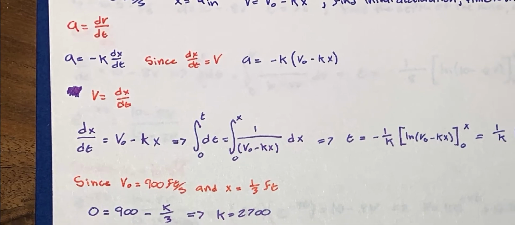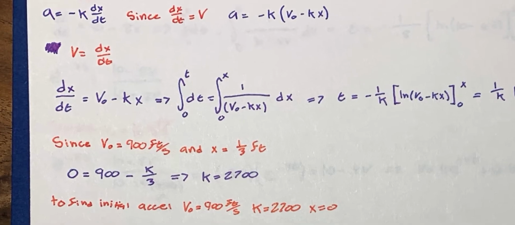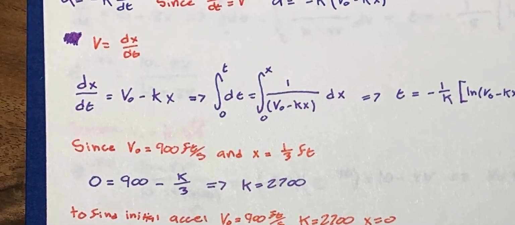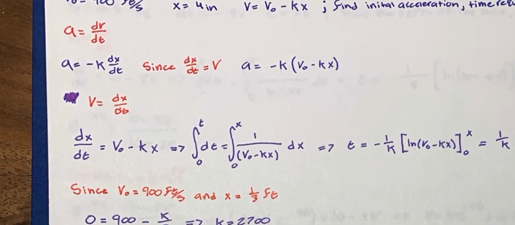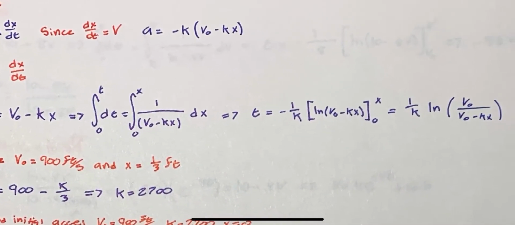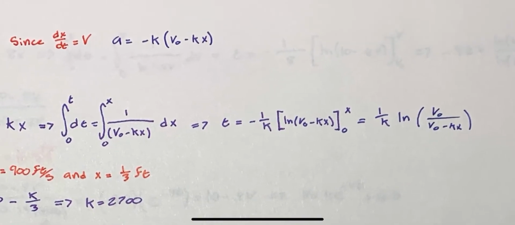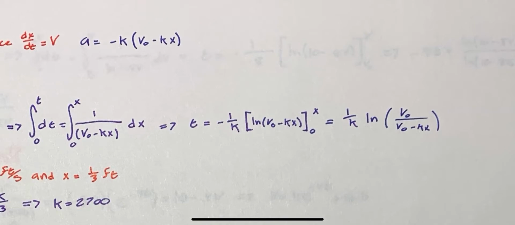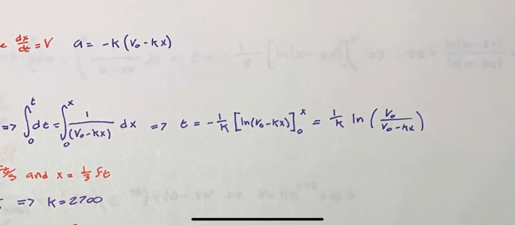And then since v is equal to dx over dt, we can use that to split the equation, and then we can take the integral of each side in order to find the time required, which ends up being 1 over k ln of v0 over v0 minus kx.